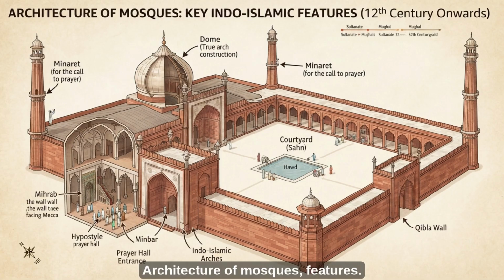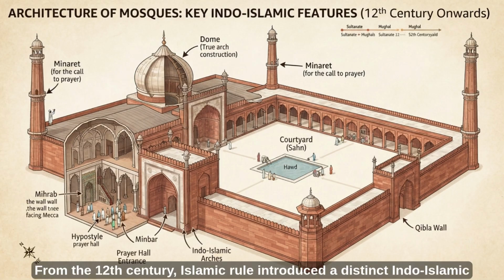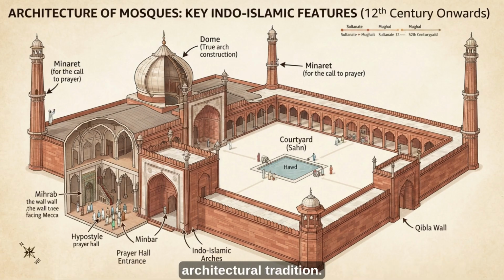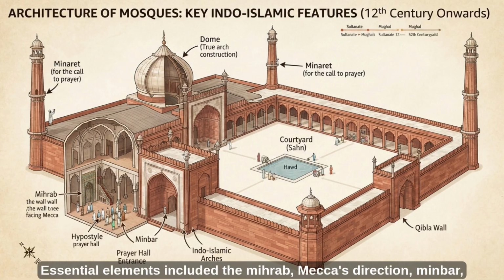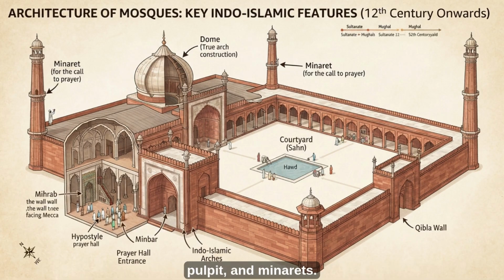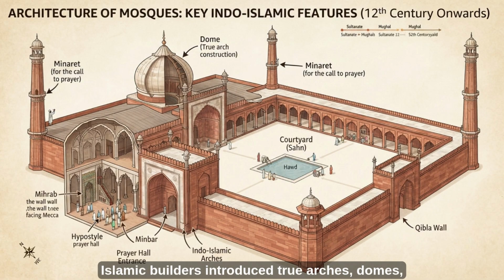Architecture of mosques, features. From the 12th century, Islamic rule introduced a distinct Indo-Islamic architectural tradition. Mosques featured a courtyard, sahn, and a covered prayer hall. Essential elements included the mihrab, Mecca's direction, minbar, pulpit, and minarets. Islamic builders introduced true arches, domes, and minarets for larger enclosed spaces.